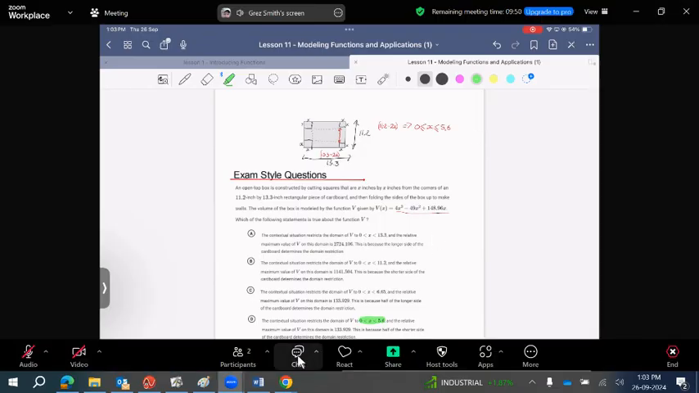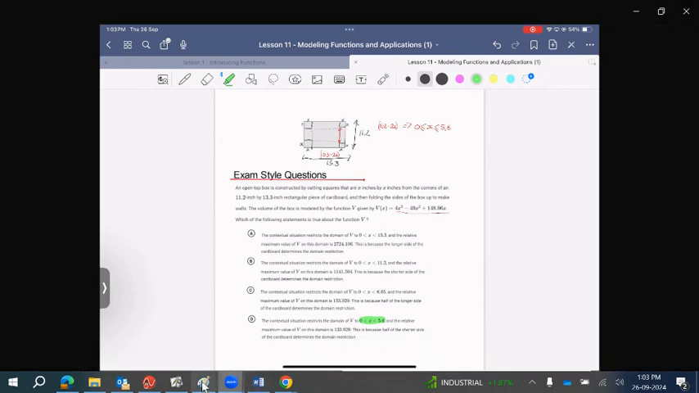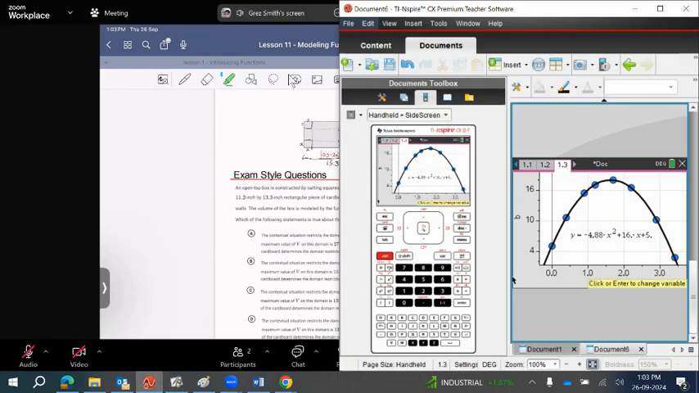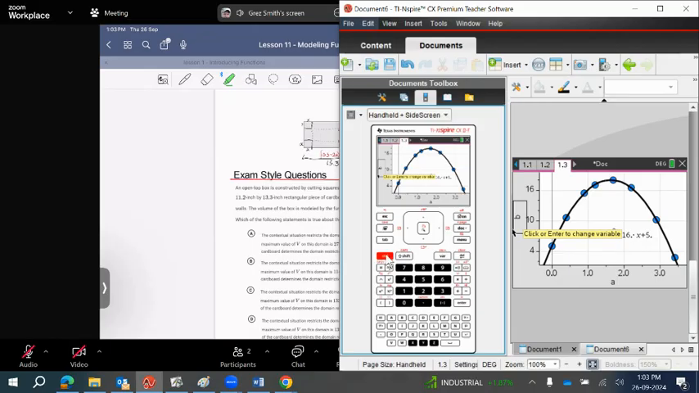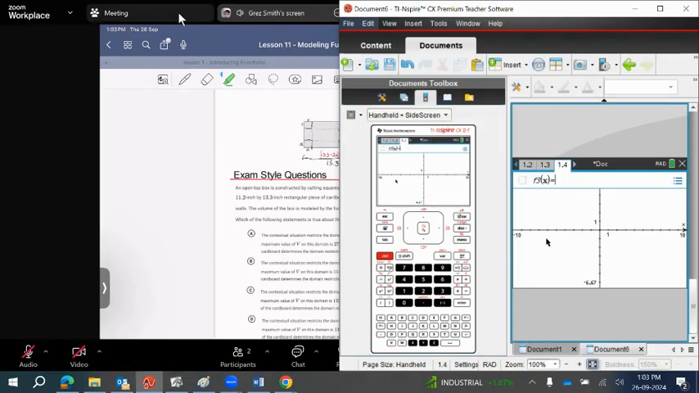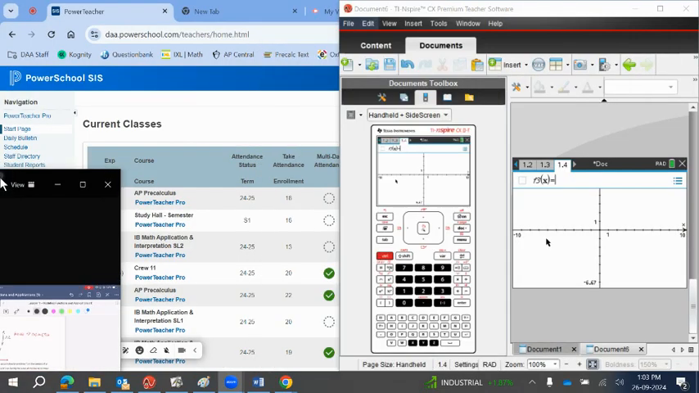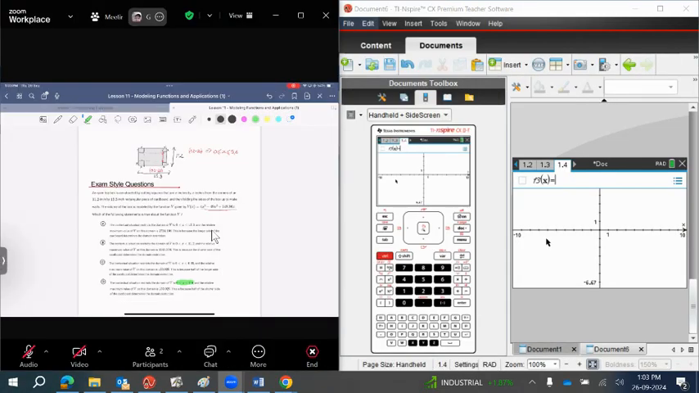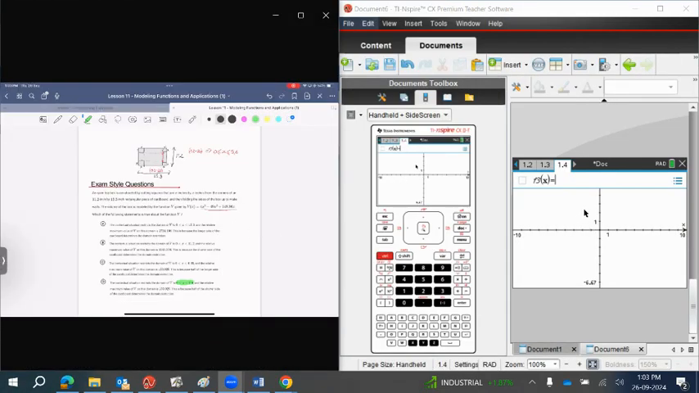Okay, so just having a quick look on my graphing calculator for this one. If you take your graphing calculator, notice we're given the function. We've got the function, and we could sketch that. So I'm just going to add a graphing page, and we want to type our function in.